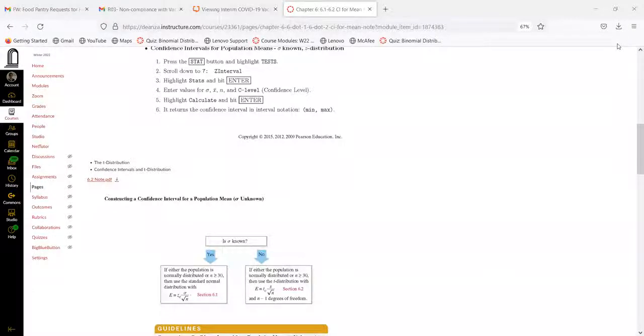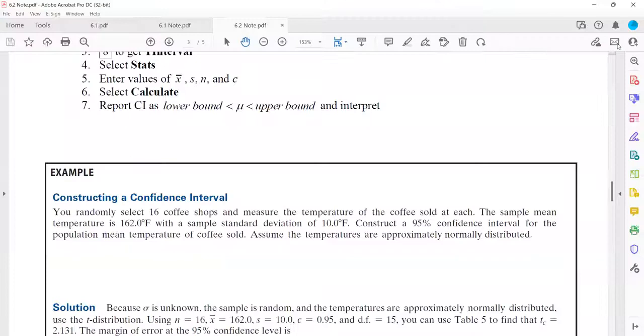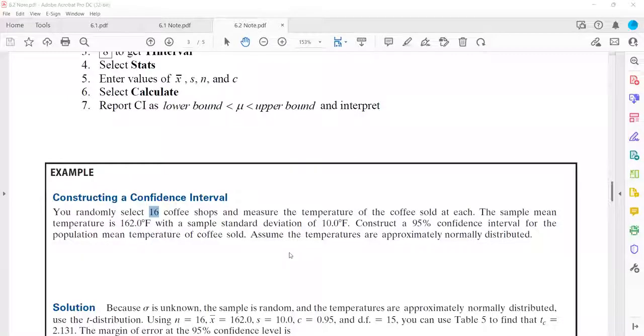Let us take a look at one example. In this example, you randomly select 16 coffee shops and you start measuring the temperature of coffee sold at each of those coffee shops. So what is this 16? When you encounter each number, you have to stop and think about what that number is.